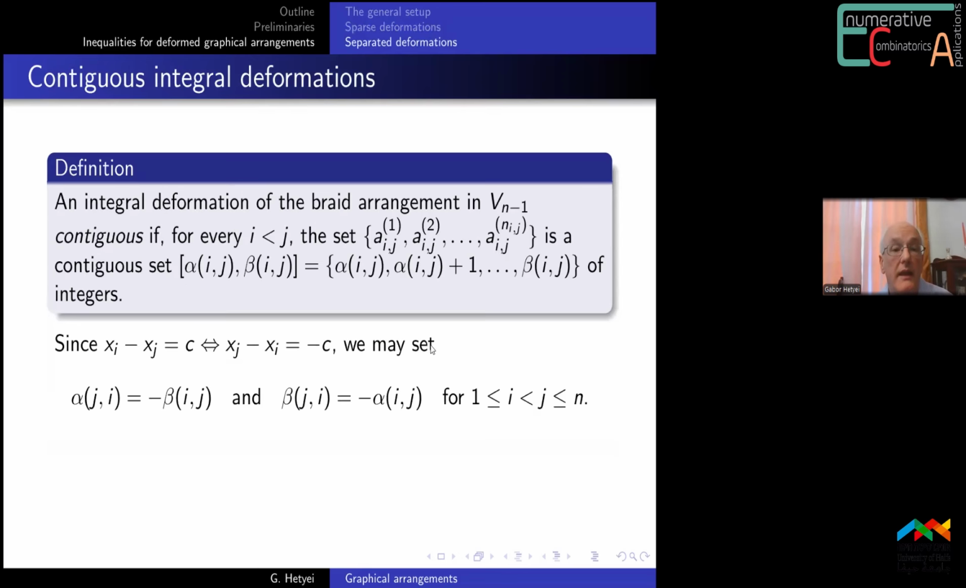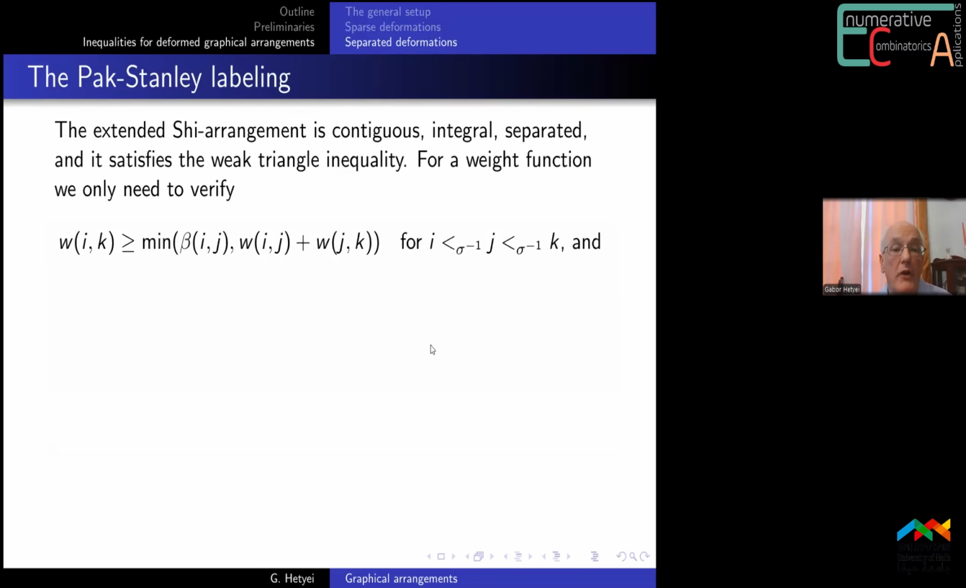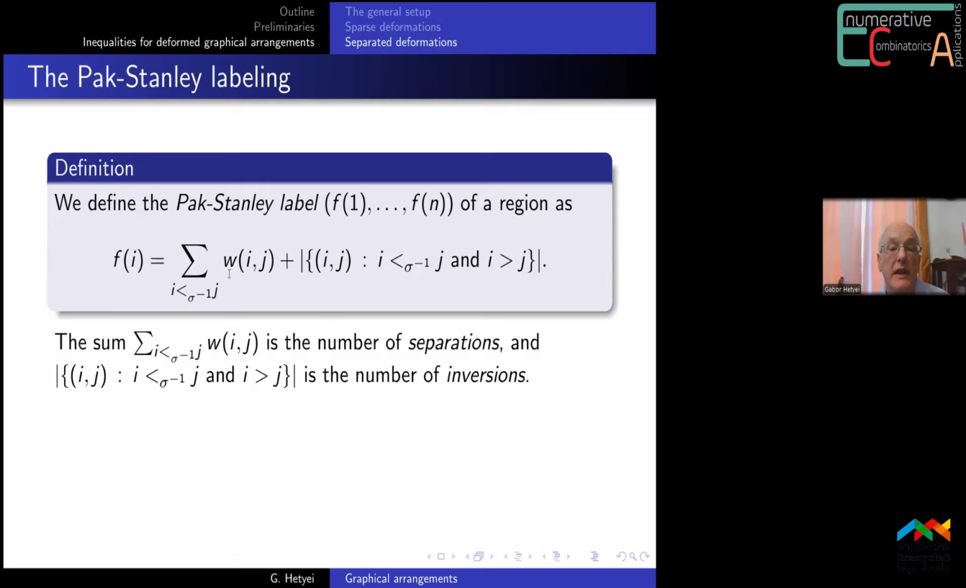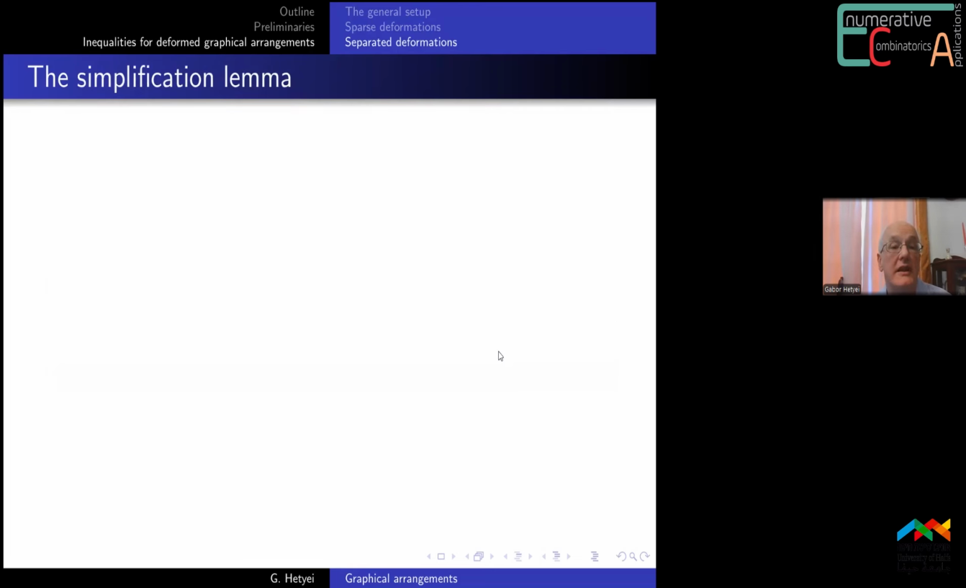Okay, now here about the Pakistani labeling, I would like to mention just that you can do the Pakistani labeling for extended shear arrangements. And in my setting, this would be, you look at the weight of each edge in a linear extension, and the sum of the weights will be the separations, and you add the inversions, and then you can just copy Stanley's proof from the shear arrangement to the extended shear arrangement.